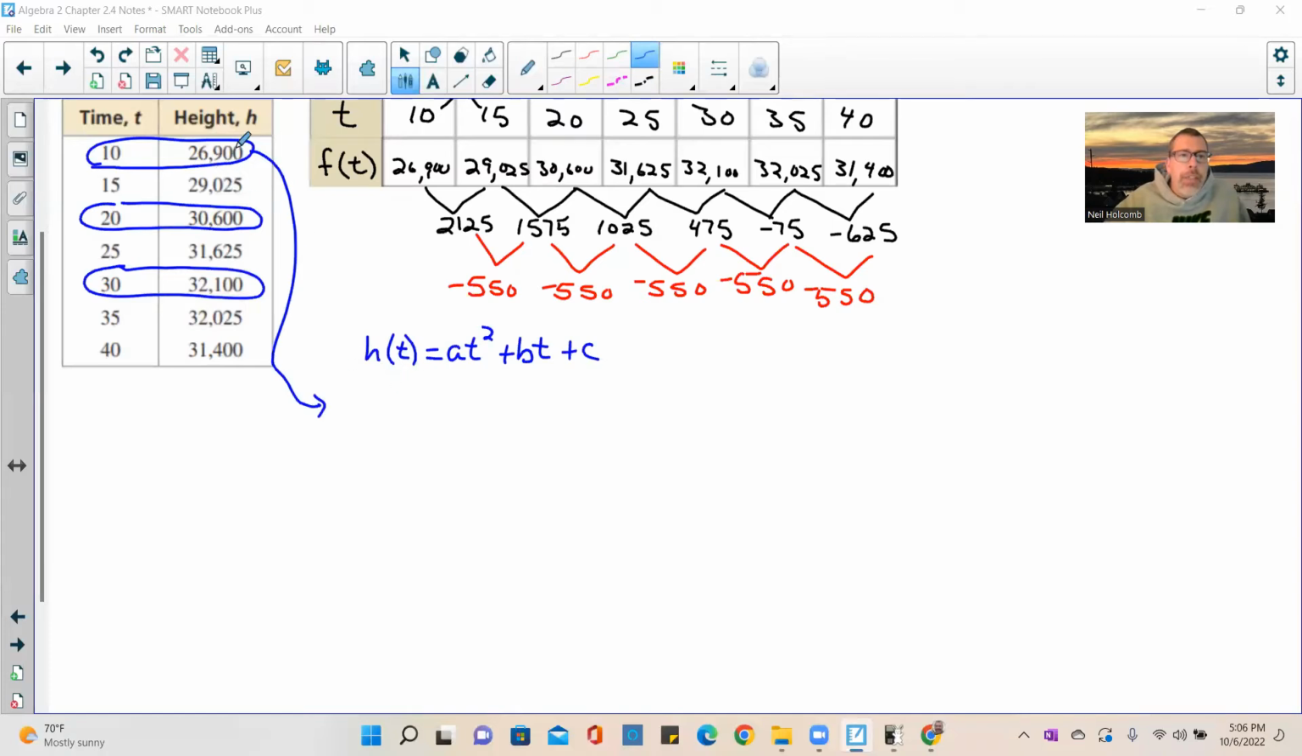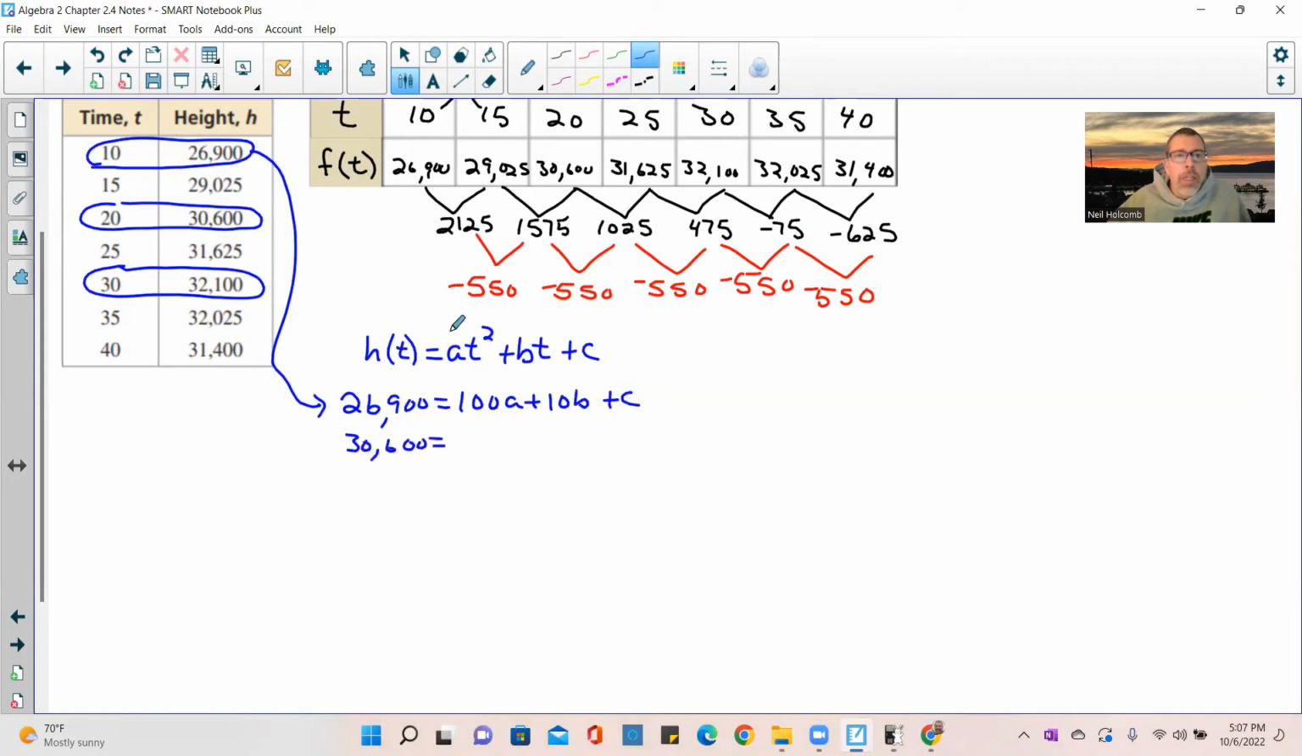Okay, so h of t is going to be 26,900 for the first one. So that's our y, 26,900. That's our outcome. It is going to equal a times t squared, which is 10 squared or 100. So I'll just write 100a plus b times 10 or 10b plus c. Okay, so we're just substituting in our t's. So h of t in the next one is going to be 30,600.